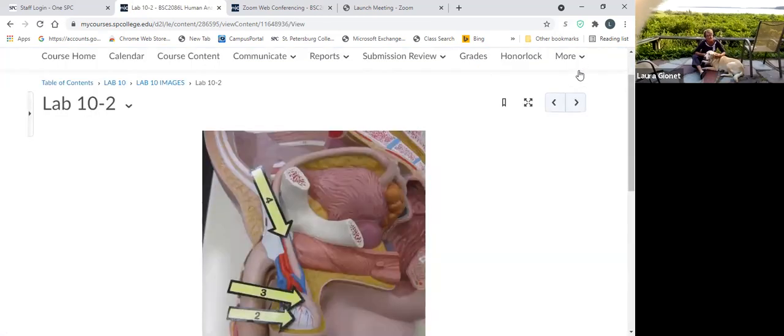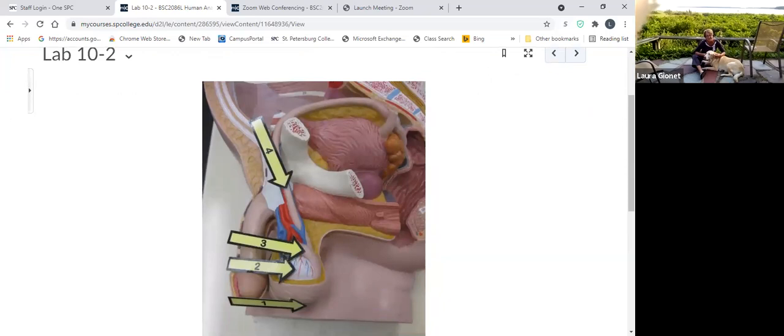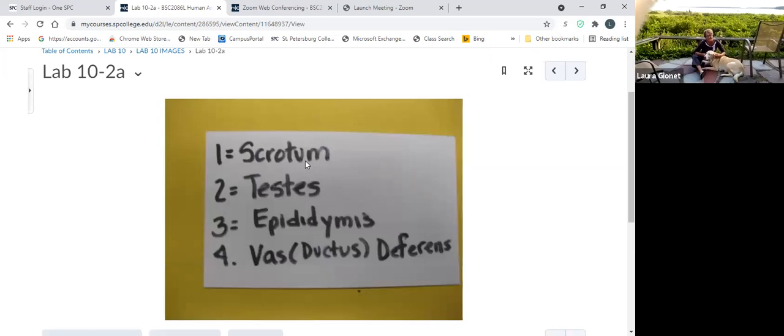So again, you should be able to associate functions with these. These are the same structures: scrotum, testes, epididymis, and vas deferens. It's just a different model. That first one was like one of the big plastic cookie sheet models. This is a more structural relief model in lab, because it has height to it. And so you should know their functions: the scrotum, testes, epididymis, vas deferens, or ductus deferens.